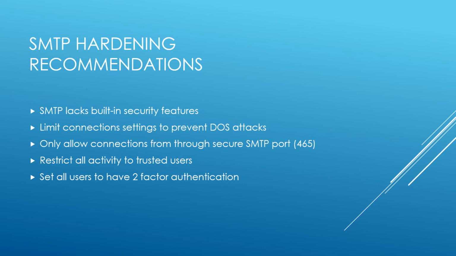Another hardening technique that we can use is to restrict all activity to trusted users. Just like POP3, this also involves going in and deleting inactive users or users who have not been verified. Lastly, we must set all users to have two-factor authentication. This will require them to not only authenticate through a normal login and password, it will require a second method of verification.